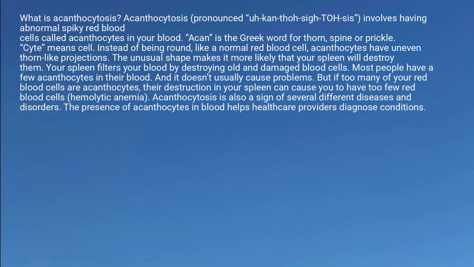The unusual shape makes it more likely that your spleen will destroy them. Your spleen filters your blood by destroying old and damaged blood cells. Most people have a few acanthocytes in their blood, and it doesn't usually cause problems. But if too many of your red blood cells are acanthocytes, their destruction in your spleen can cause you to have too few red blood cells, hemolytic anemia.